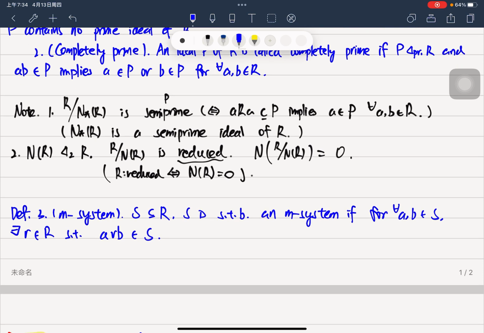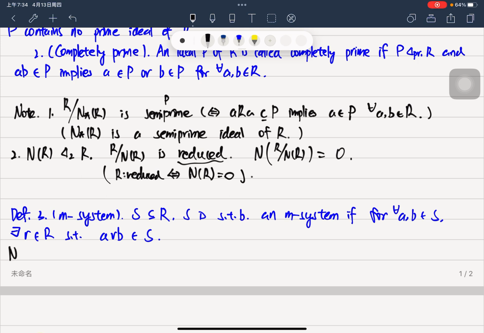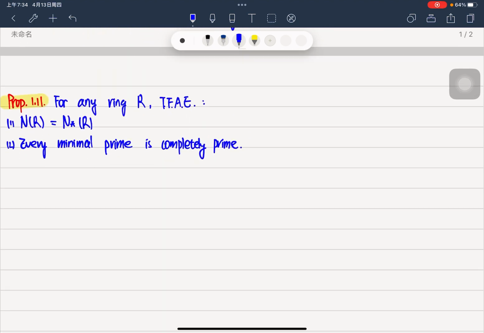There is a fact: for a ring, P is prime if and only if the complement of P is an M system. I'm not going to prove this. I will use this fact. Now we're going to prove this one.